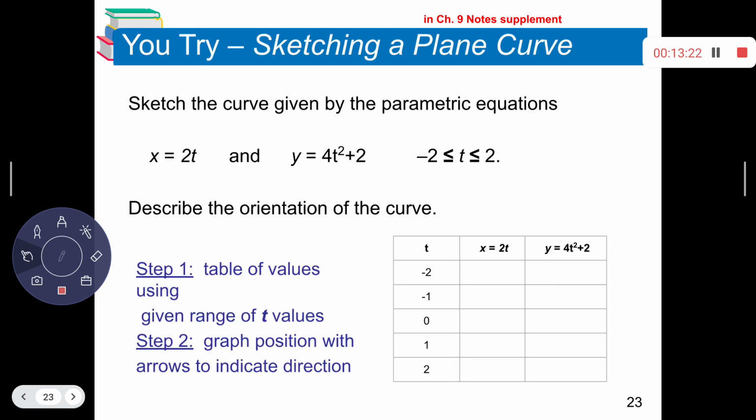Okay. So now you're going to try one. This is also in your notes supplement. So you're going to do a table of values. We already have the time values filled in for you.